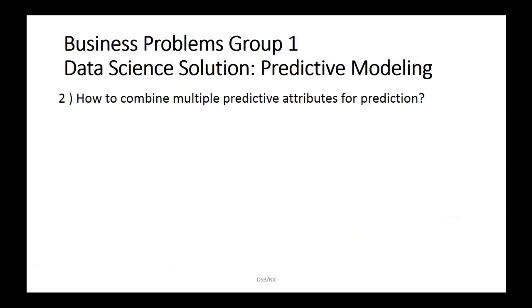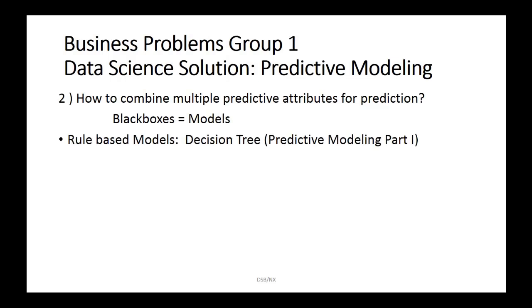The second aspect of predictive modeling we will discuss is how to combine multiple predictive attributes for prediction. The answer to this question is to use models, or the black boxes that we were referring to earlier. We'll spend some time to peek into those black boxes to understand how they work from inside.